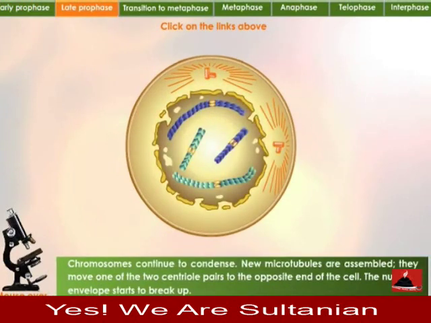Late prophase. Chromosomes continue to condense. New microtubules are assembled. They move one of the two centriole pairs to the opposite end of the cell. The nuclear envelope starts to break up.